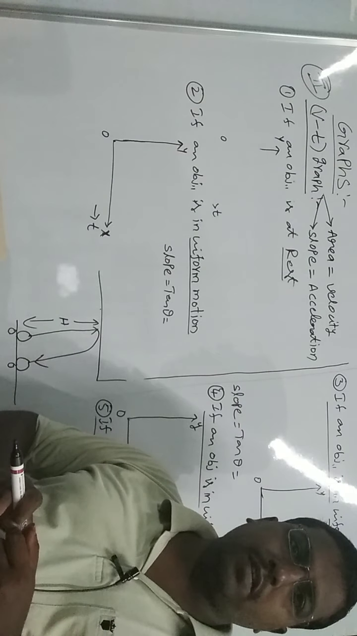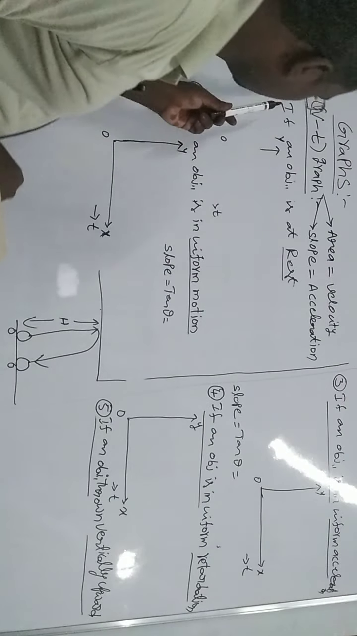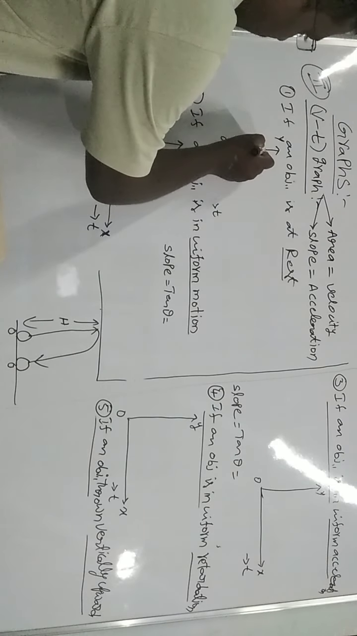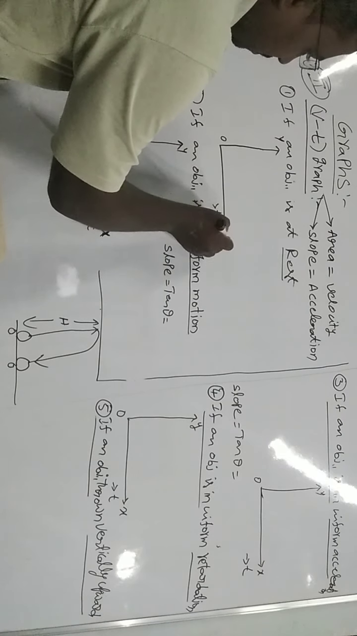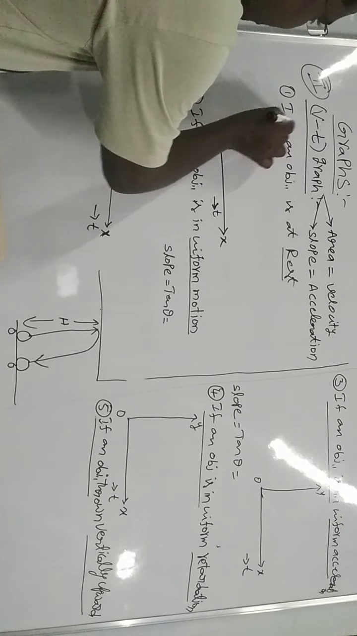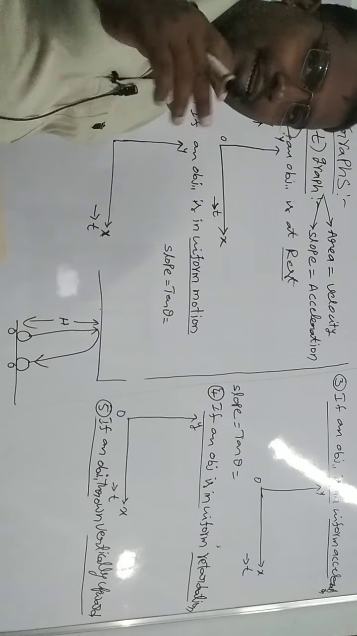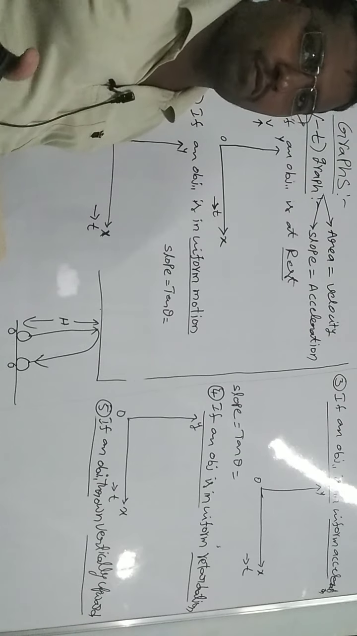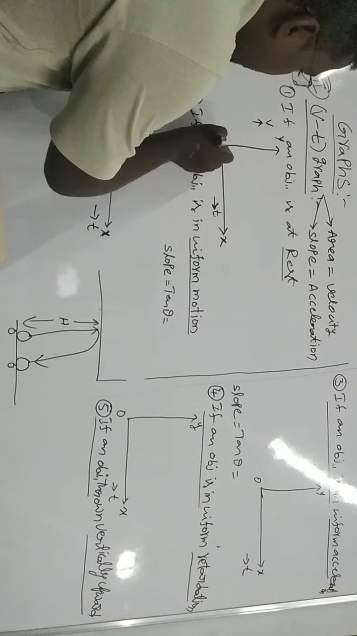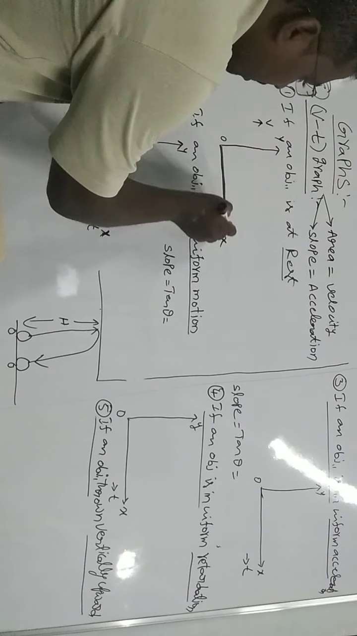Same points in the XT graph also. So first one, if an object is at rest, then what is the representation of this graph? Same x-axis, y-axis. Along the x-axis we take time, but along the y-axis we take velocity. That's why VT graph. If the body is at rest, its velocity becomes 0. Then as time increases, its velocity line is parallel to the x-axis.